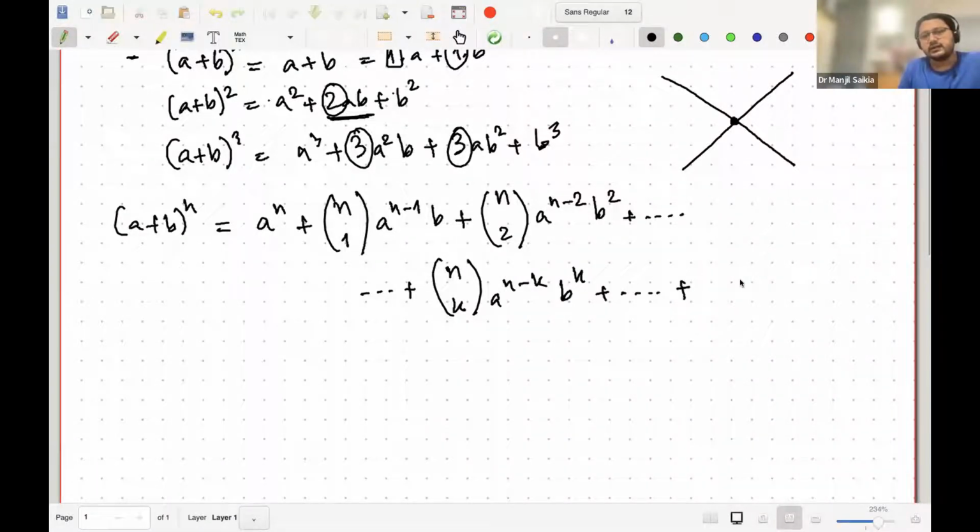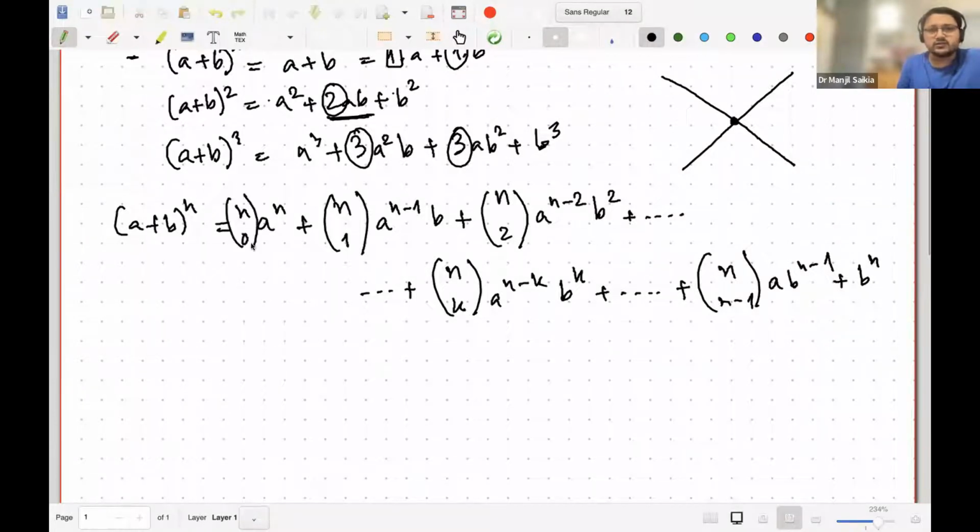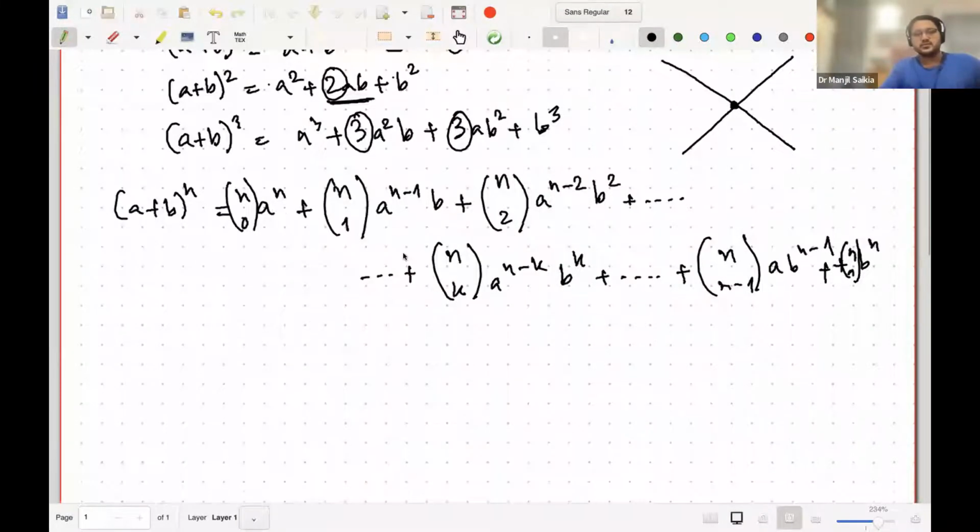And so on. And then the final two terms will be something like n choose n minus 1, a to the power 1, b to the power n minus 1, plus b to the power n. So this actually is n choose 0 in some sense, and this is n choose n. So what are these n choose 1s, n choose 2s, and so on that I'm talking about?